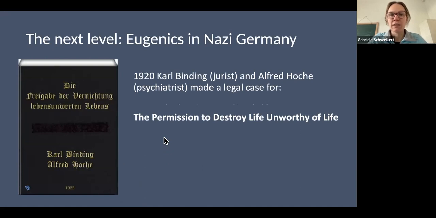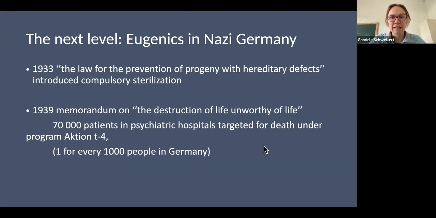And you probably all know that there was a next level of eugenics in Nazi Germany, where already in 1920, with theoretical work, these two men made a legal case for the permission to destroy life unworthy of life. This was indeed put into practice during Nazi Germany. So there was a law passed in 1933 for the prevention of progeny with hereditary defects, which introduced compulsory sterilization.